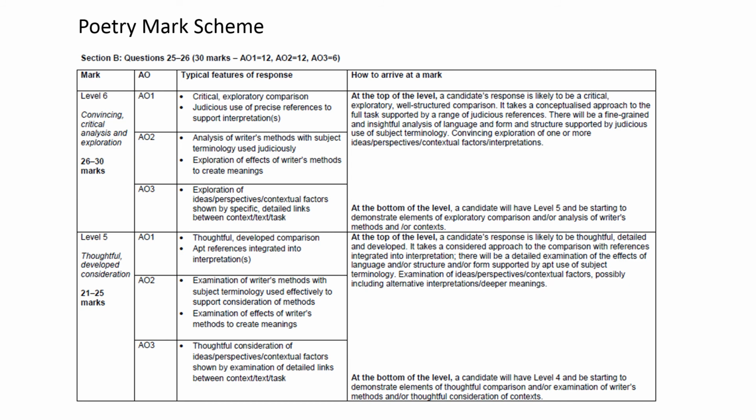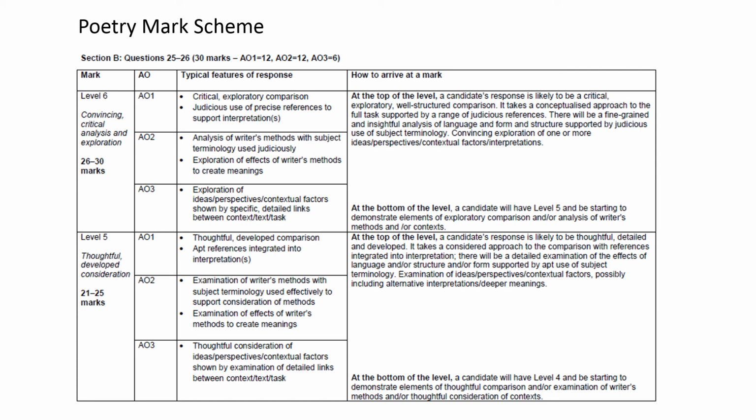Okay, so looking at the poetry mark scheme, you'll see that to get into levels 5 and 6, you need to be offering thoughtful, developed, or even convincing and critical analysis. That means you need to be aiming to get those top marks between 21 and 30, really exploring, explaining and developing your response.